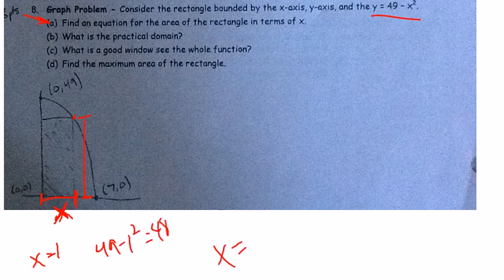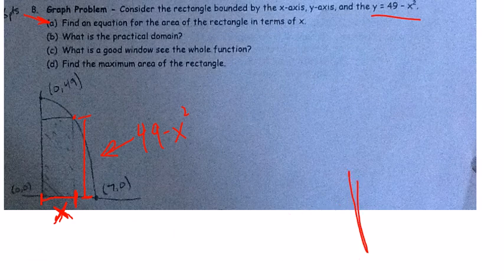If x is 2, then my y value, the height of my rectangle, would be 49 minus 2 squared, which is 49 minus 4, which is 45, right? So basically the height is tied to the width, the x. So that height is always going to be 49 minus x squared if I'm indeed jamming it underneath this parabola.